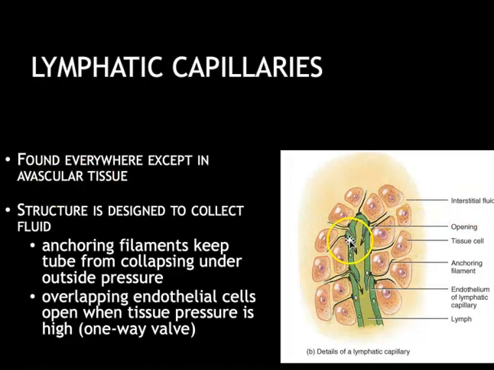They do have a specialized structure, these little thin lines you see in this image. Those are called anchoring filaments. They keep them open so that they don't collapse under the pressure of the interstitial fluid. And the cells overlap like shingles on a roof. So if there's so much fluid in here that it wants to flow back out, it functions as a valve and closes. So fluid can only go in one direction, into the lymphatic capillary, and not back out.